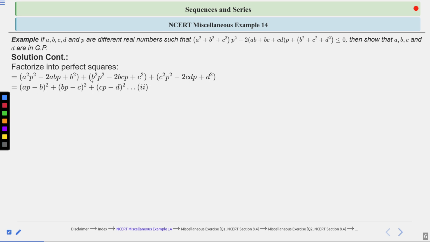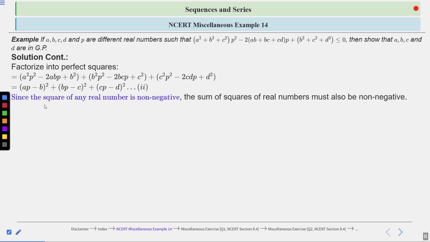The first bracket quantity can be written as (ap minus b) whole square, the second bracket quantity can be written as (bp minus c) whole square, plus the third bracket quantity can be written as (cp minus d) whole square. Equation number 2.